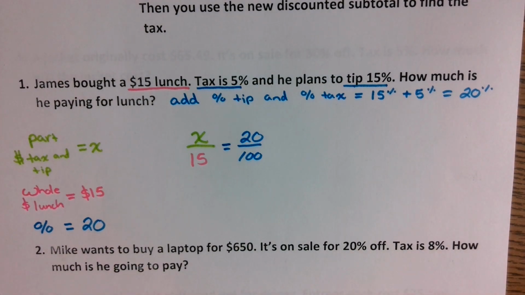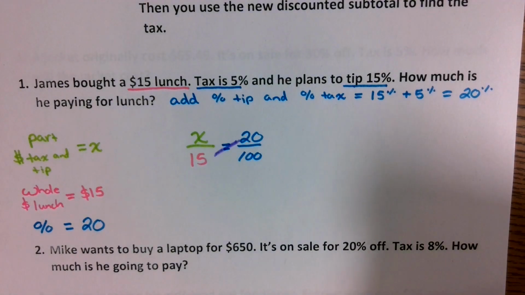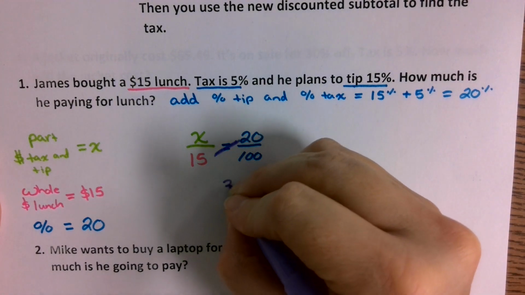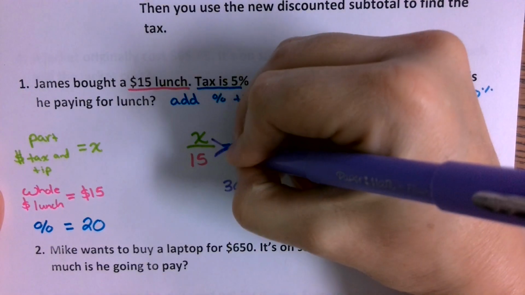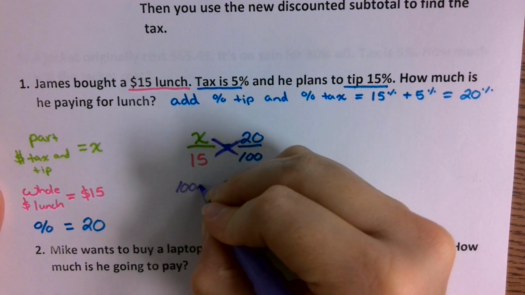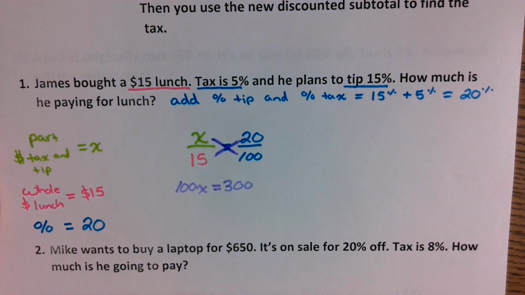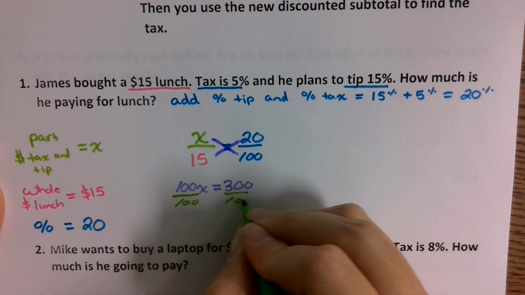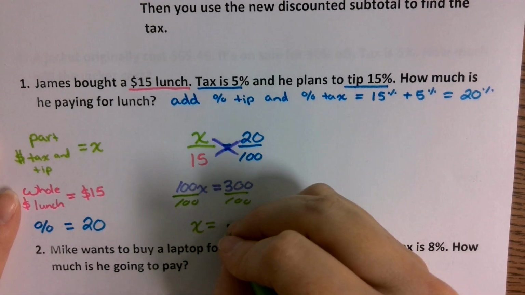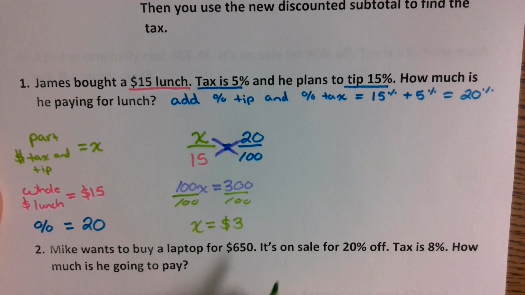What do I do now? Okay, I have to multiply 15 times 20. If I multiply 15 times 20, that's going to give me what? 300. Okay, what else do I need to do? X times 100. And when I multiply those, I get 100x. I'm setting that equal to each other. What's my last step? Divide. So we're going to divide by 100 on both sides, and I'm going to find out that X is worth $3. That's the tip and the tax.